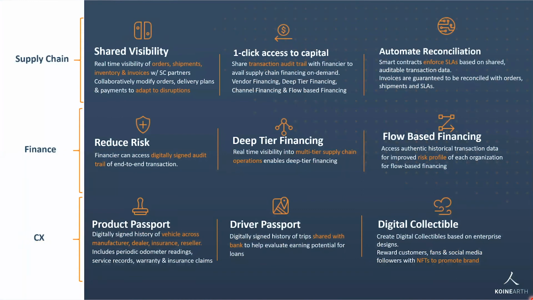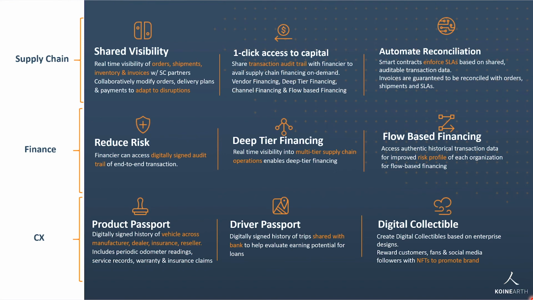You can think about applications in supply chain, where you enable shared visibility, where you can share this data now with banks to access capital by treating this data as an asset. You can automate your reconciliation process to ensure that the SLAs that you negotiated with your partners are ensured using smart contracts.